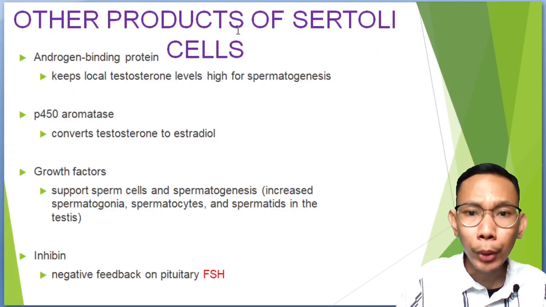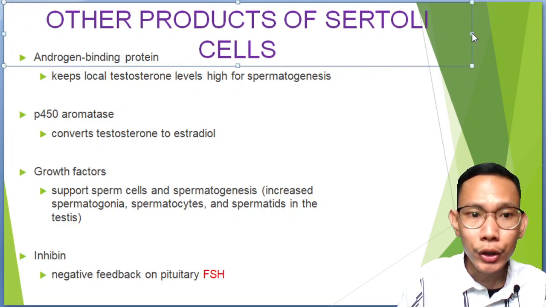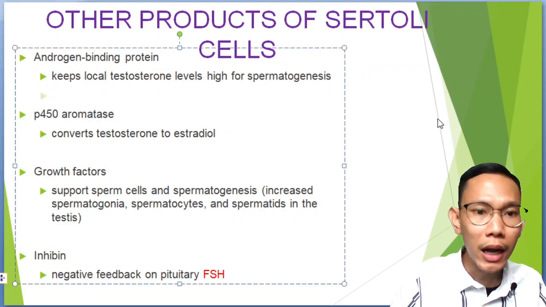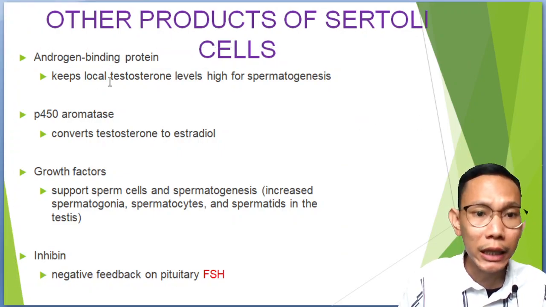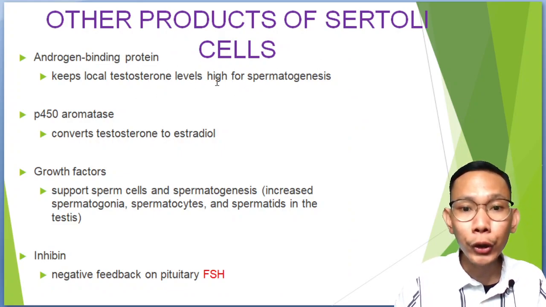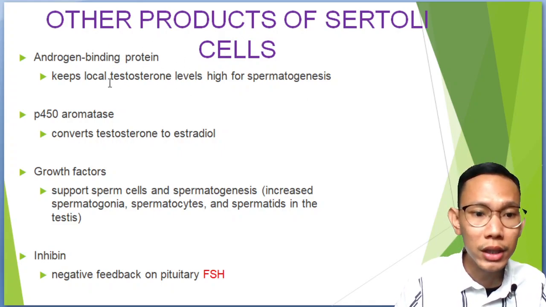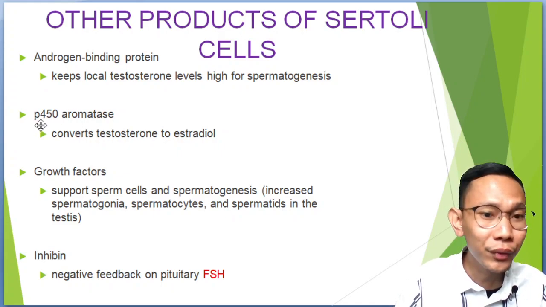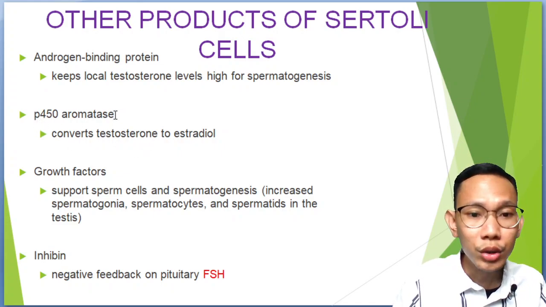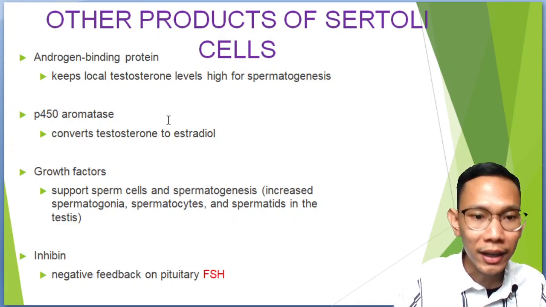So what are the other products of your Sertoli cells? Your Sertoli cells produce androgen-binding proteins. It keeps local testosterone levels high for your spermatogenesis. Your spermatogenesis needs testosterone. That's why it needs to produce testosterone. It also produces your P450 aromatase, which converts your testosterone to estradiol.